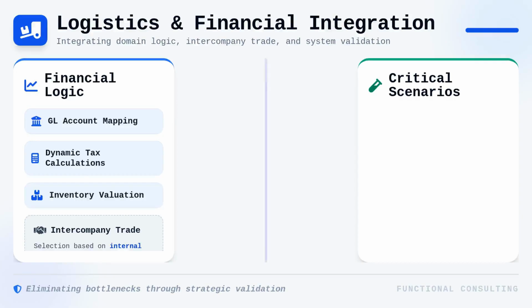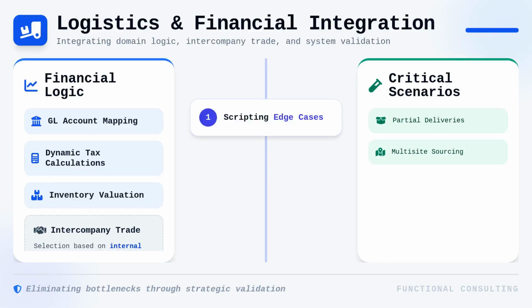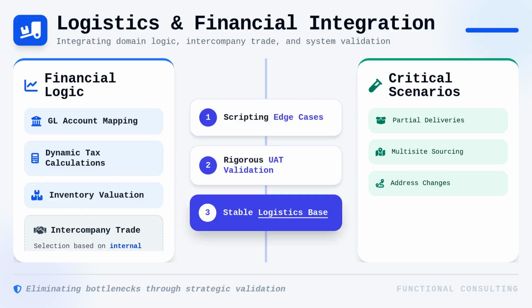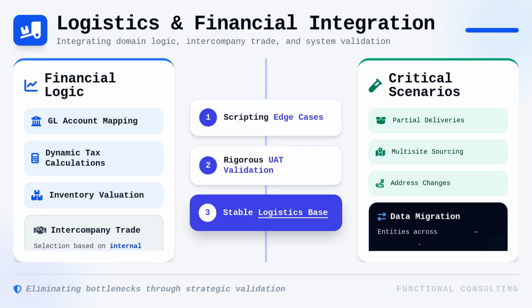A functional consultant should approach the testing of these systems by scripting for edge cases, such as partial deliveries, multi-site product sourcing, or changes in shipping address after the initial carrier selection has been made. By validating these workflows through rigorous user acceptance testing, you ensure that the logistics ecosystem acts as a stable foundation rather than a bottleneck. Managing this scale requires a deep understanding of data entity migrations, particularly when moving these configurations across your sandbox and production environments.